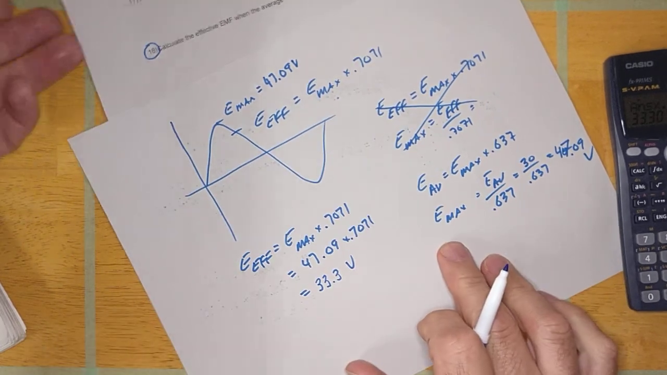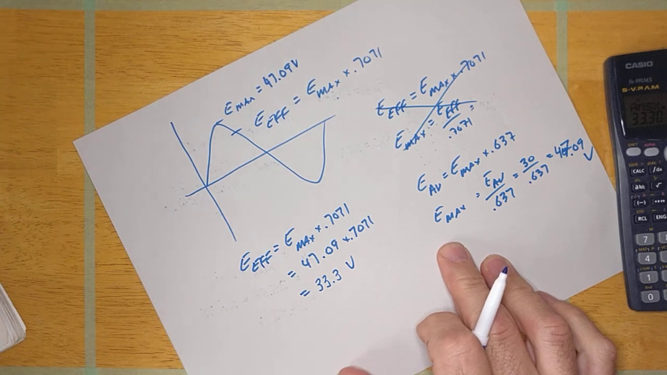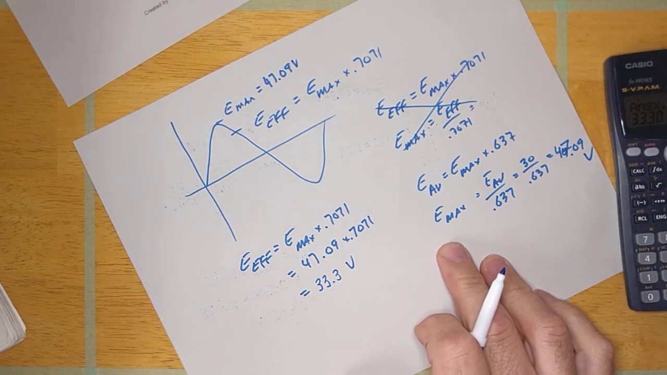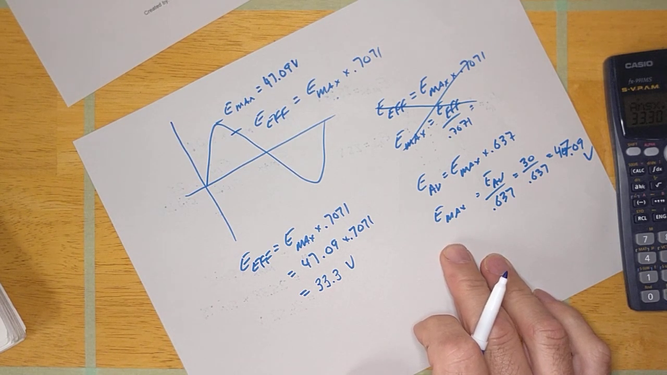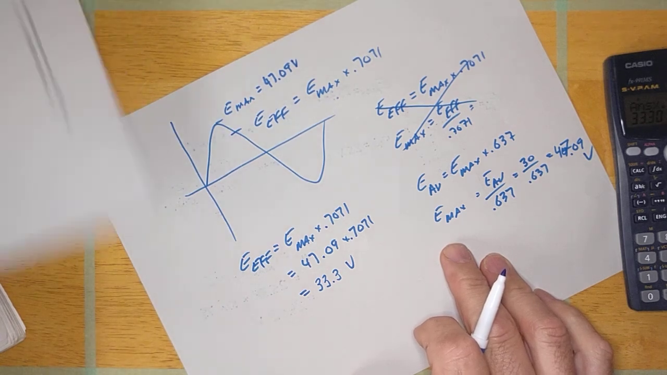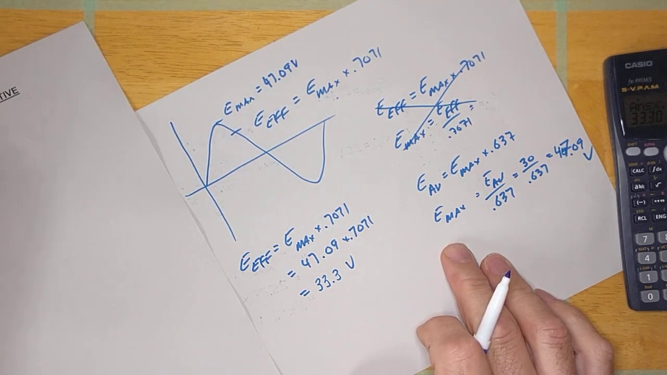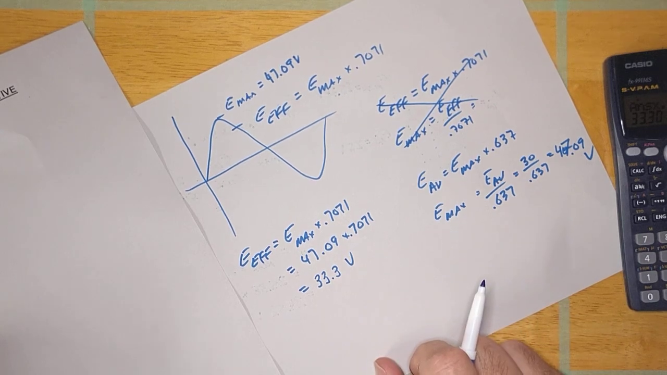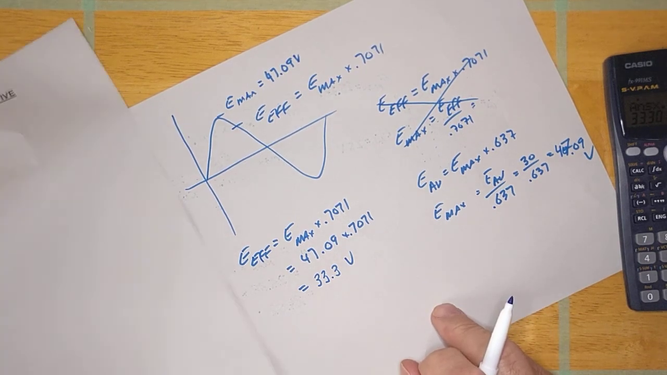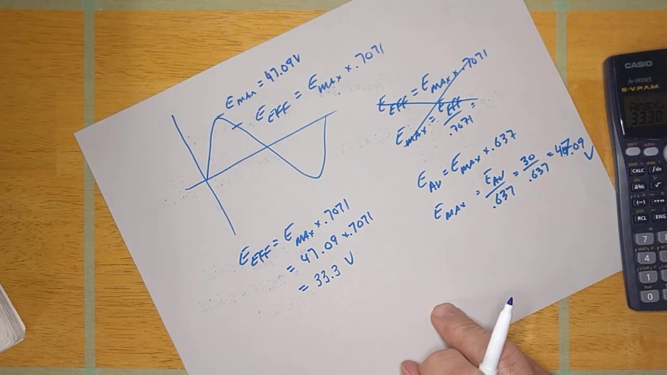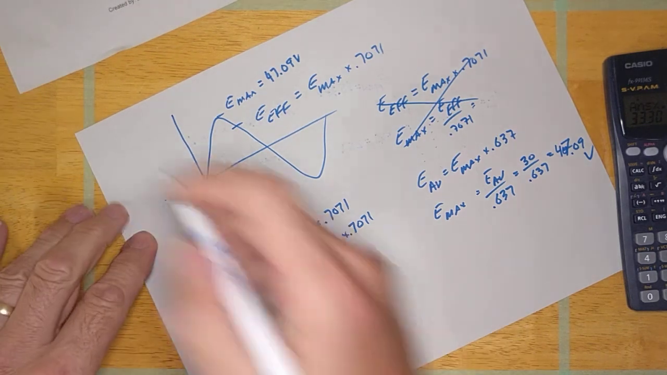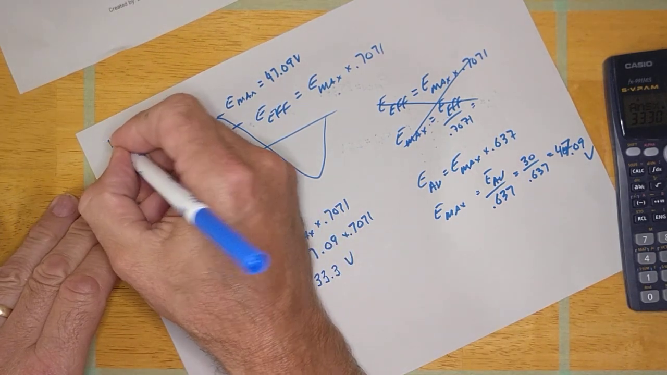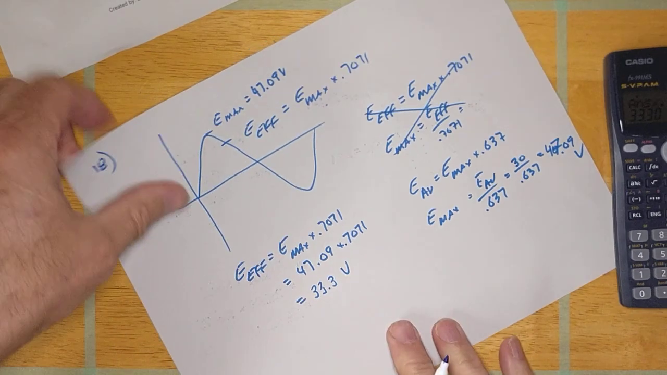Is that right? Should we check that? Where's my answers? What question was this? 18, 33.3 volts. Yep, that is correct. All right, guys, perfect. So that was question number 18, and we're going to do question number 19 as well. So here it is.